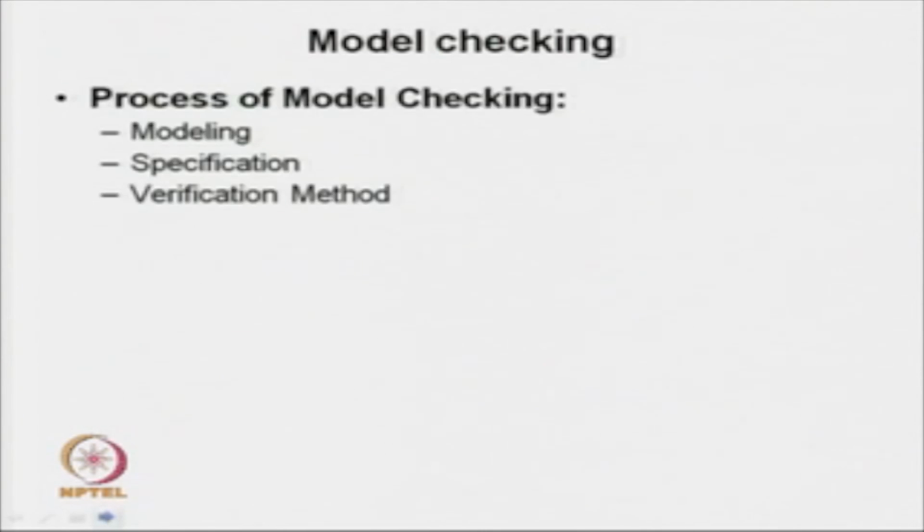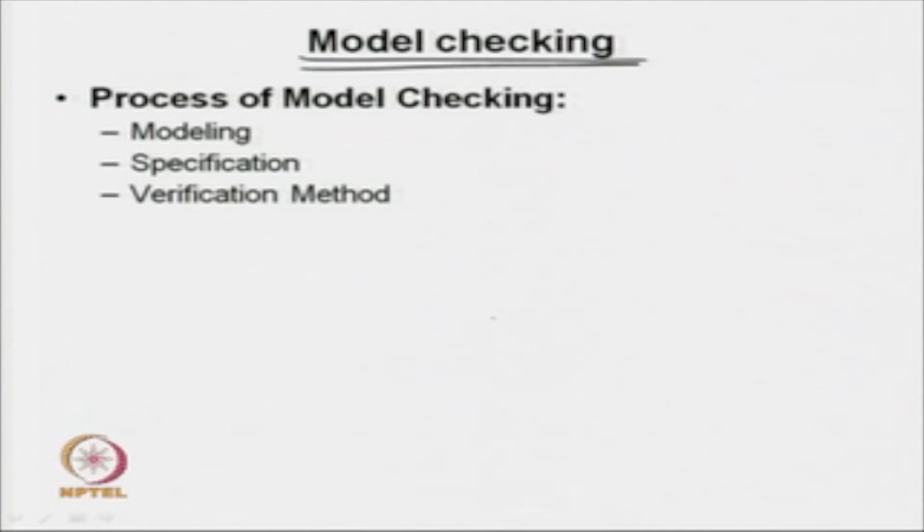Already I have mentioned that in this particular lecture we are going to look for a particular formal mechanism to verify our system, and we are going to look for this particular model checking approach. Now I am going to talk about this model checking. What is required in our model checking? We have basically 3 components. One is modeling, one is specification, and the third one is the verification method.